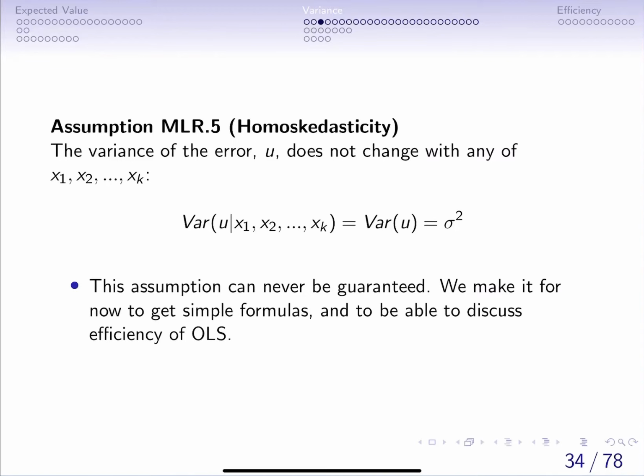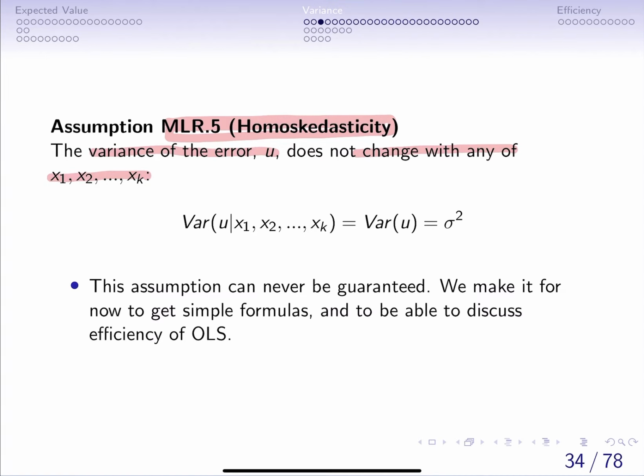In this video, we'll talk about the fifth assumption of homoscedasticity, which has direct implications for the variance of our estimators. So recall that in the simple linear regression model we also talked about this assumption, which basically says that the variance of u, which is our error, does not change with any of the x's, right?